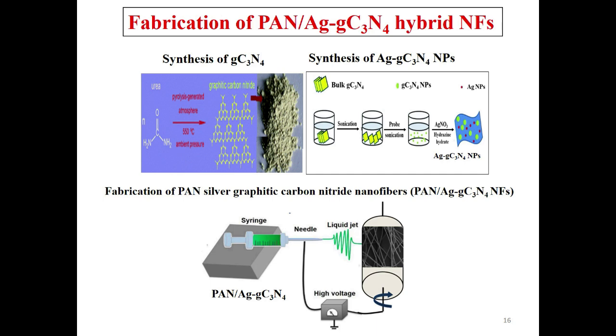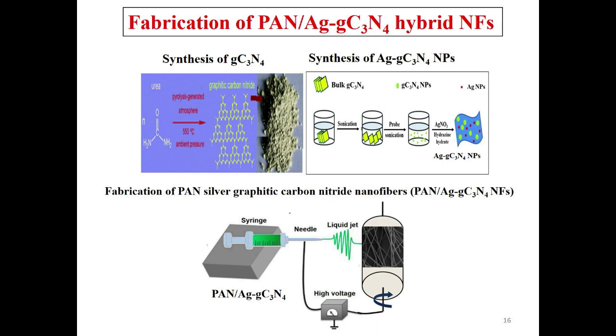Initially we have synthesized graphitic carbon nitride using urea. We have done the pyrolysis under atmospheric pressure and a temperature of 550 degrees centigrade. Ambient pressure is there. There is a formation of graphitic carbon nitride. The powder is grey in color. A particular bulk amount of graphitic carbon nitride is dissolved into the solution and then sonicated for uniform dispersion of that graphitic carbon nitride into the solution.